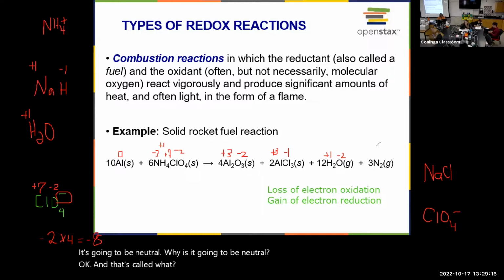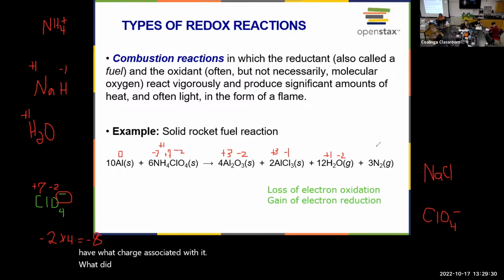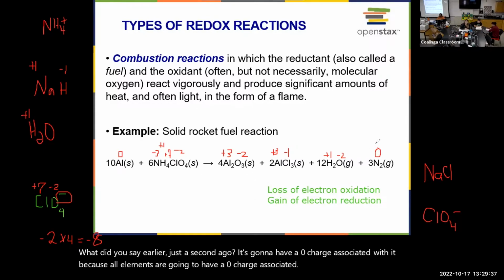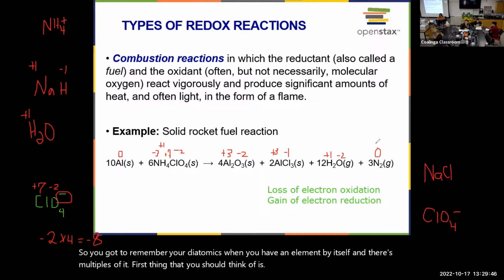There are 7 of them. It's diatomic. It's a diatomic element. So since it's a diatomic element, we know that it's going to have what charge associated with it? It's going to have a 0 charge, because all elements are going to have a 0 charge associated. Okay, so you've got to remember your diatomics. When you have an element by itself and there's multiples of it, the first thing that you should think of is either a polyatomic or diatomic.